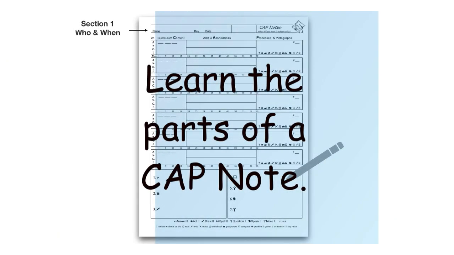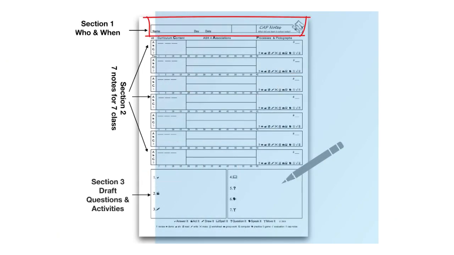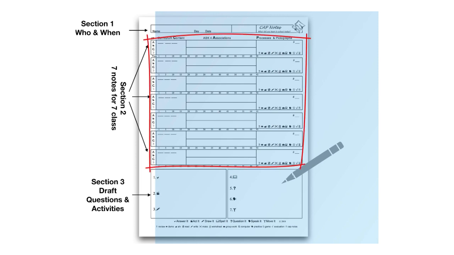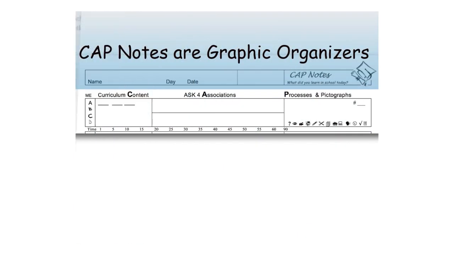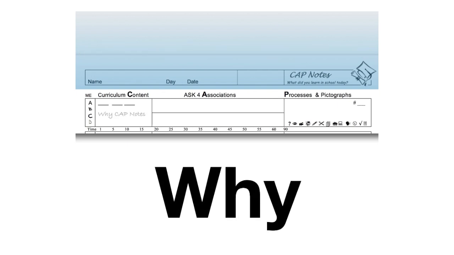Here are the main parts of a cap note. The first section is about who wrote the cap note and when it was written, and who helped. A score may be entered later. There are 7 notes for 7 lessons, and the third section is for drafting questions and activities for the way game. Cap notes are graphic organizers.